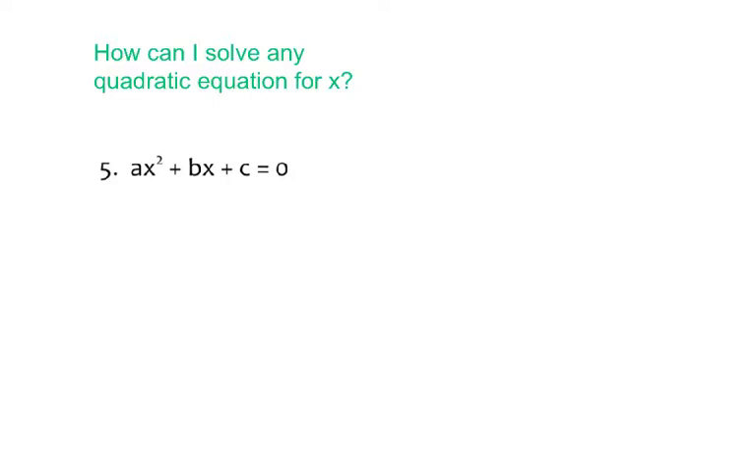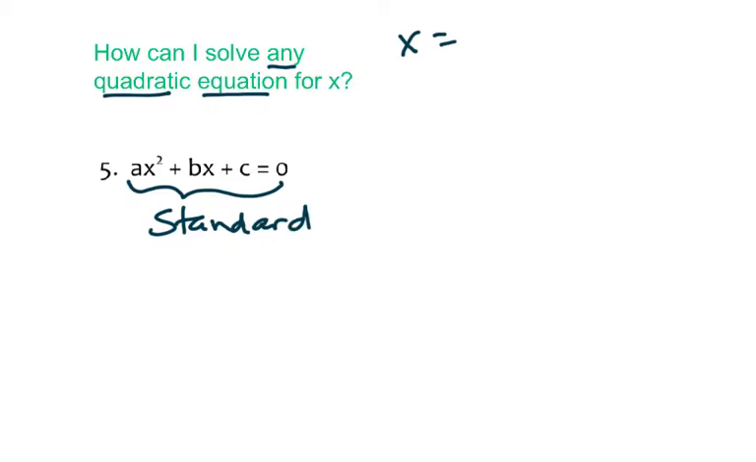Okay, so we're going to take any quadratic equation and we're going to solve it for x. So x equals what? Now when we look at a quadratic equation, this is what we call standard form. And so we have ax squared plus bx plus c. So if we have like 3x squared plus 2x plus 5, that's a quadratic equation, and I would say that that's my a, that's my b, that's my c.